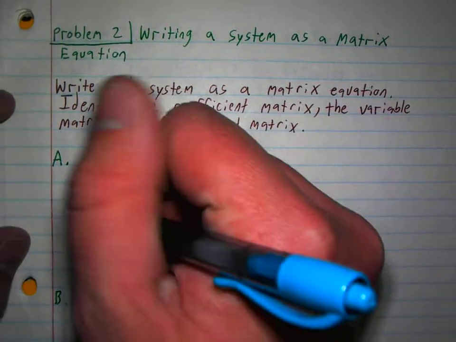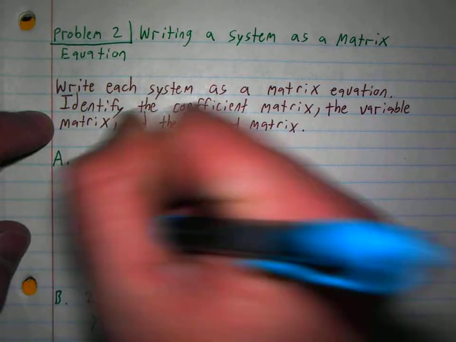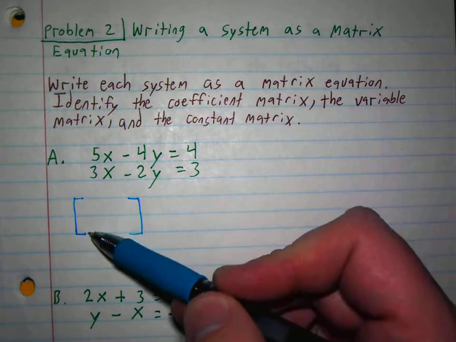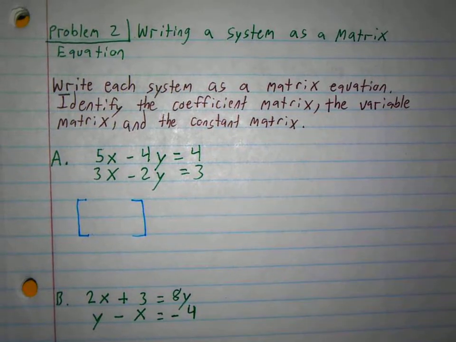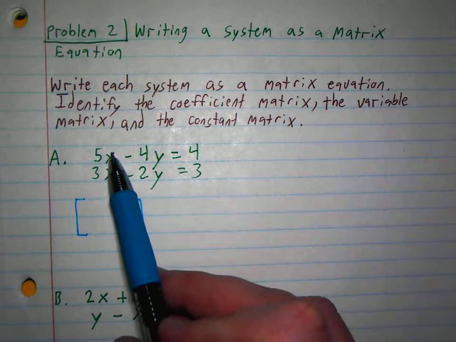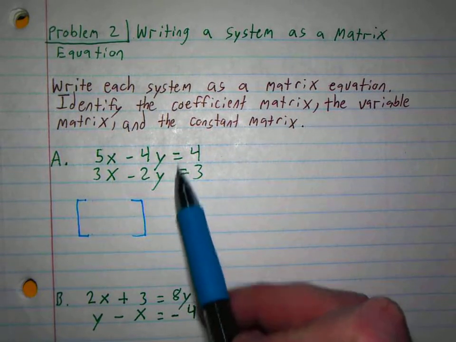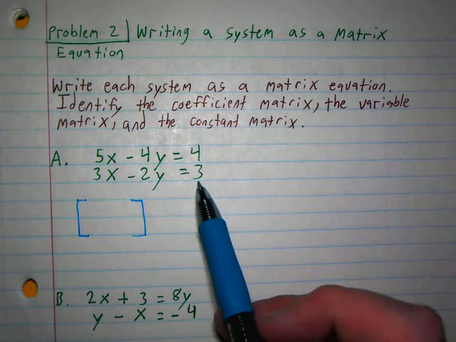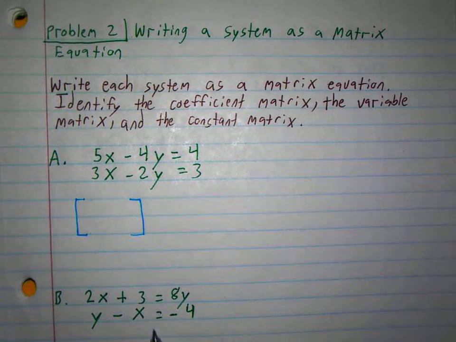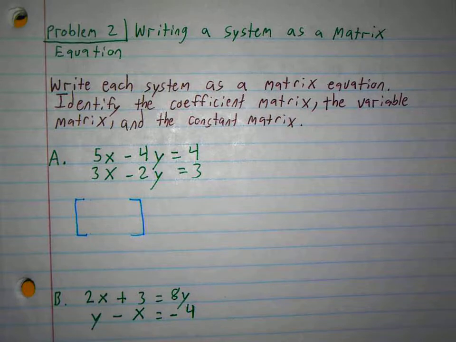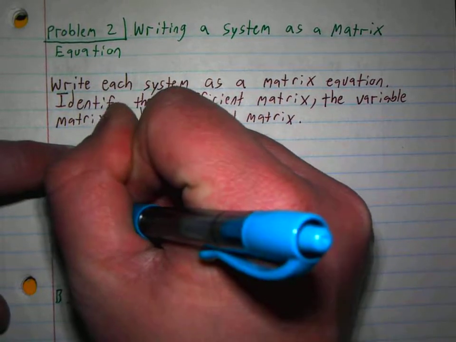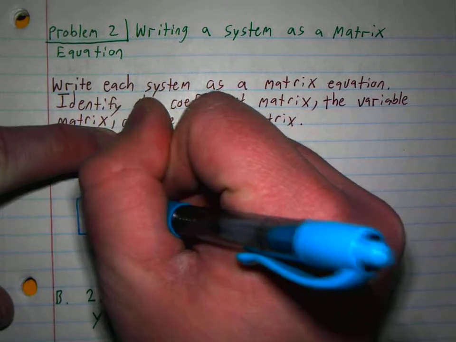Let's keep in mind that the first column should be the x, the second column should be the y. So first you need to make sure it's in standard form. Is it x, y equals constant? Yes. Now you may see down here, it's not x, y equals constant, so you have to move stuff around. So we're going to put 5 and 3, negative 4, negative 2.